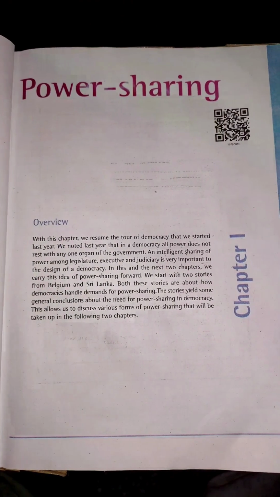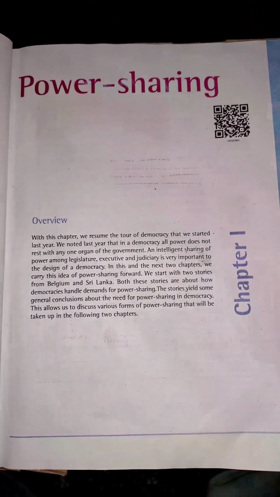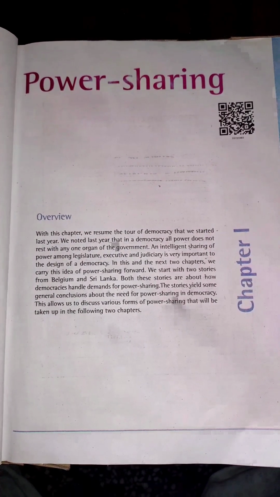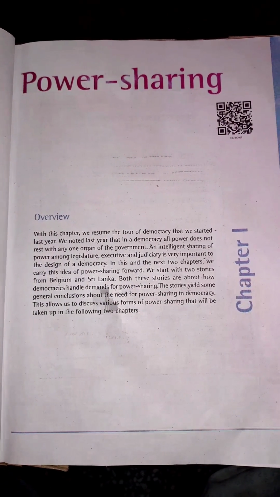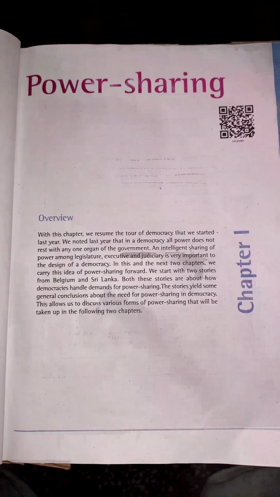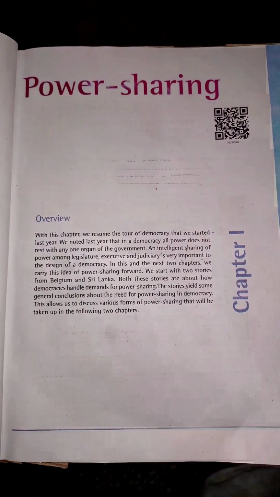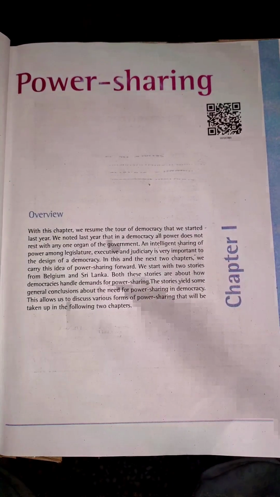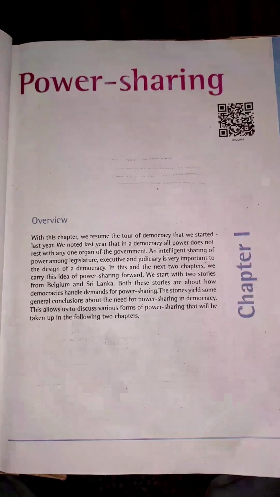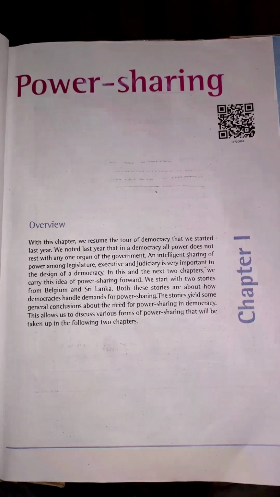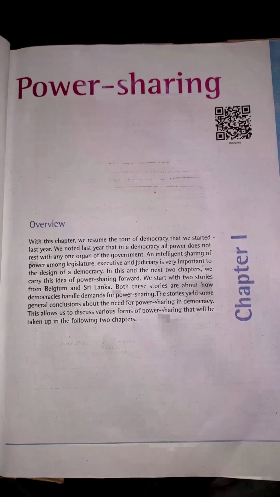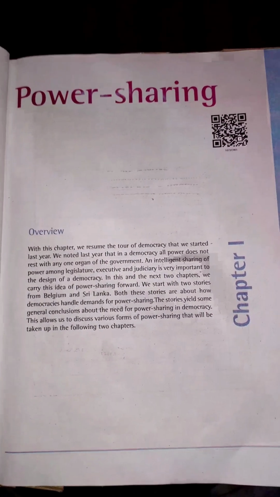Today we will learn about this chapter, Power Sharing, of Class 10 CBSE. Power Sharing is a chapter in which we will learn about the two countries, Belgium and Sri Lanka: how powers of the country were shared among the different ethnic groups, different communities, you can say, who were living in these two regions. In this chapter, first we will look at the cases and then, at the end, go to the conclusion we draw from those two cases.